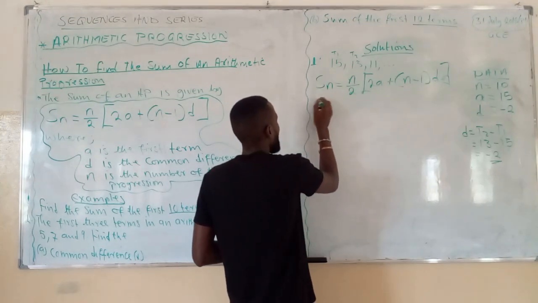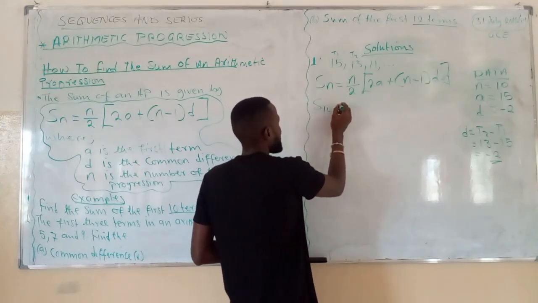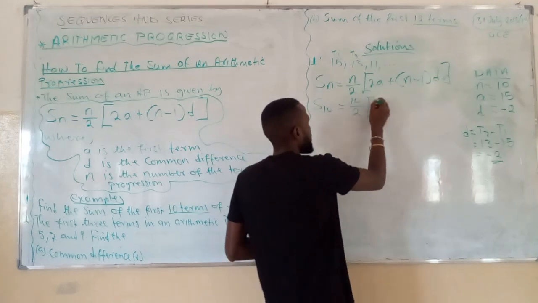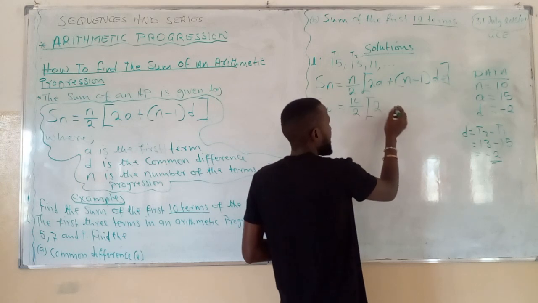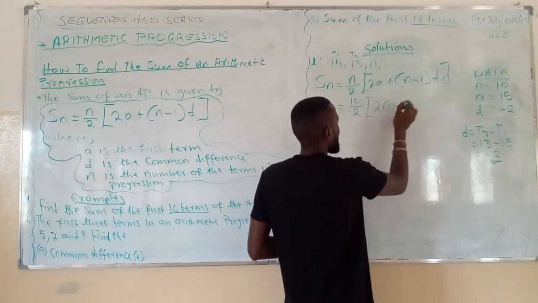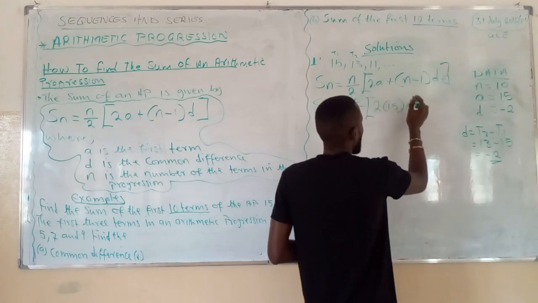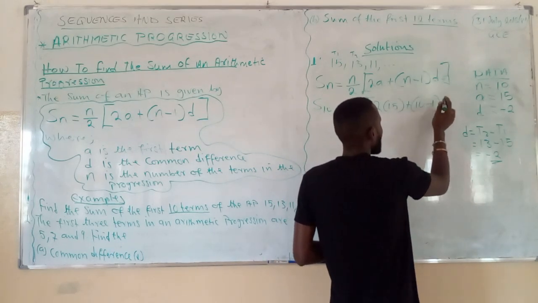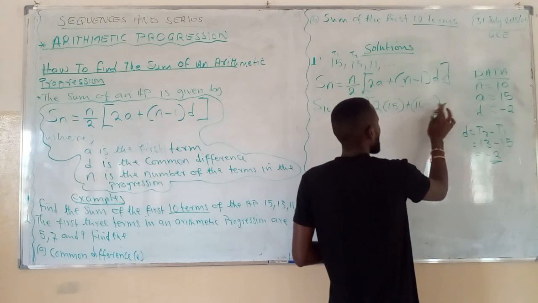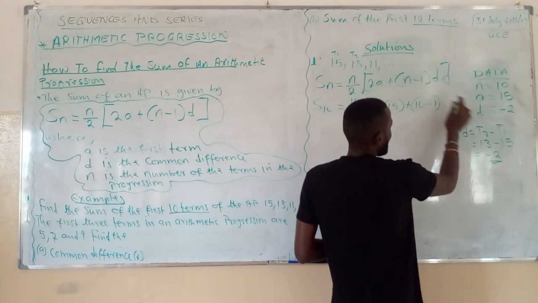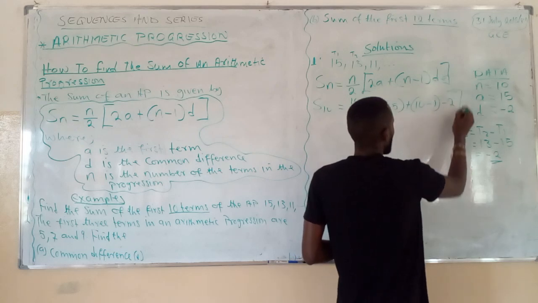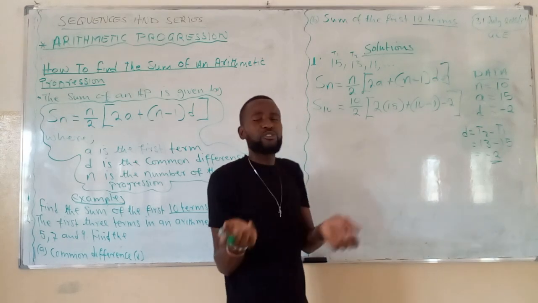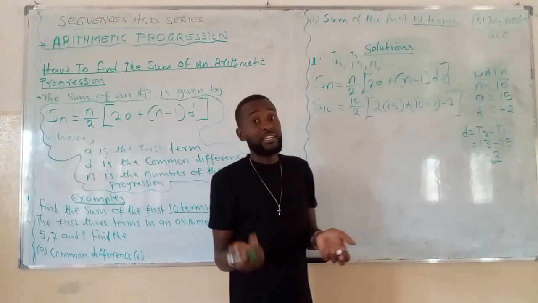So we are finding the sum of the first 10 terms, which is 10 divided by 2, open brackets, 2, what is a? A, the first term, is 15. Plus, what is my n? My n is 10, minus 1. What is my d? My d is negative 2. Then you can close the square brackets. Now that you have replaced everything there, you can easily do your calculations without any difficulties.